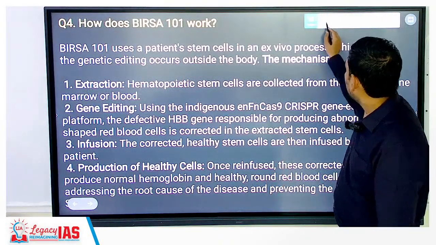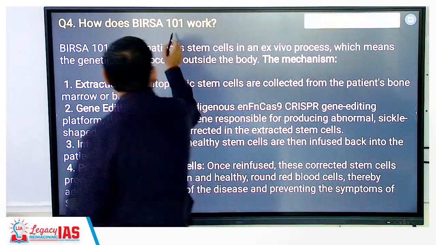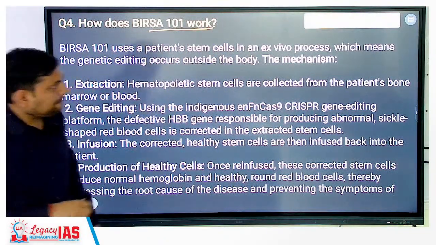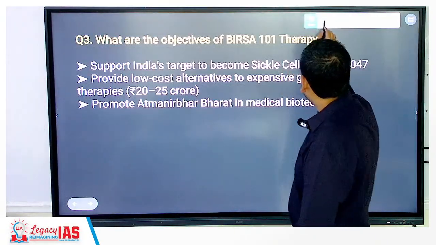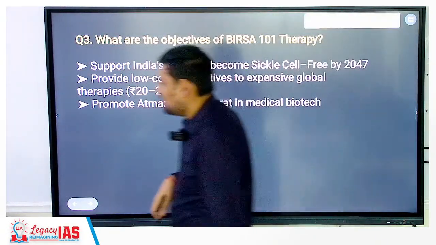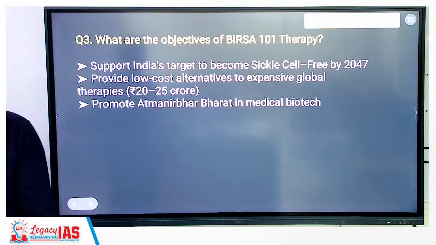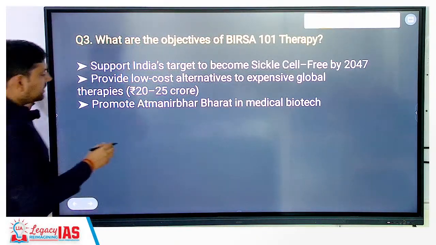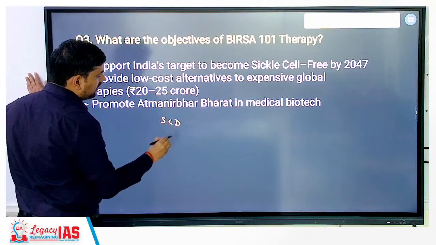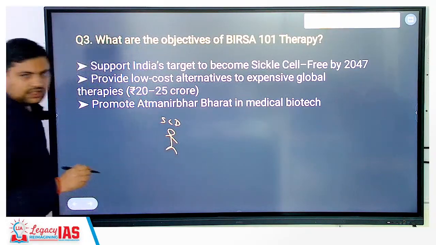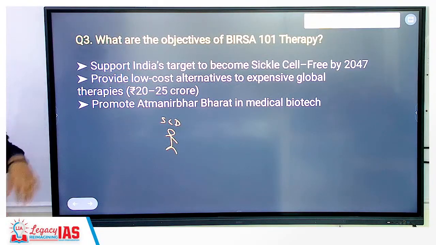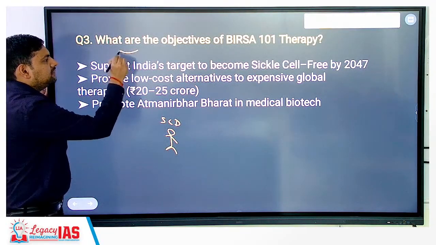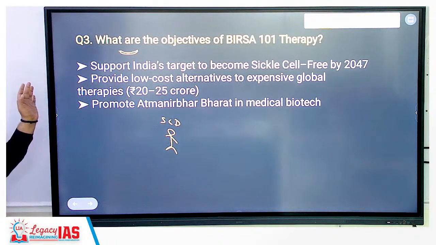Here we will understand the mechanism. First, let's understand how it works right now. So how is sickle cell anemia treated right now? They are always looking for a donor. So how does it work now? Let's say this is a person who has sickle cell disease. Now you know his hemoglobin and red blood cells will have this shape, correct? So that is the issue.